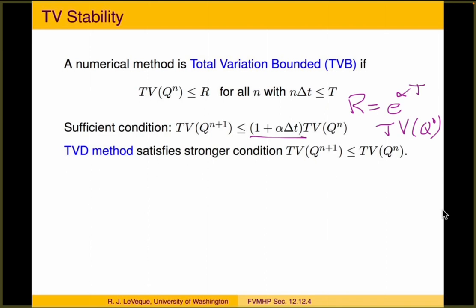A TVD method that we've looked at before is an even stronger condition. It says the total variation at time n plus 1 should be no greater than the previous total variation, in which case alpha is 0 here, or you can drop that exponential factor, and R would be just the total variation of the initial data. But you can relax the TVD condition and still have a method that's total variation bounded.